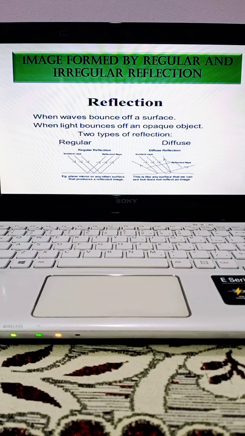Next, laws of reflection. There are two laws of reflection. The first law is that the incident ray, the normal and the reflected ray lie at the same point of incidence in the same plane. And the second law is that the angle of incidence is equal to the angle of reflection.